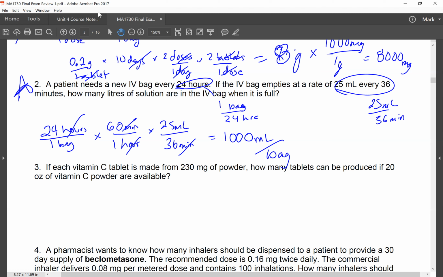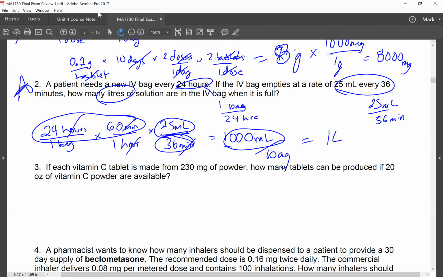Now, that's not the answer, because the question asks how many liters, but it's pretty easy to solve from this point, because I can change milliliters to liters, no problem. But I want to explain what this means. If every 36 minutes 25 milliliters are emptied from the bag, then in a day 1,000 milliliters are going to be emptied from the bag. So that must mean our answer is 1 liter in a bag. That was a pretty easy one, but very much like one you'd see on your final exam.